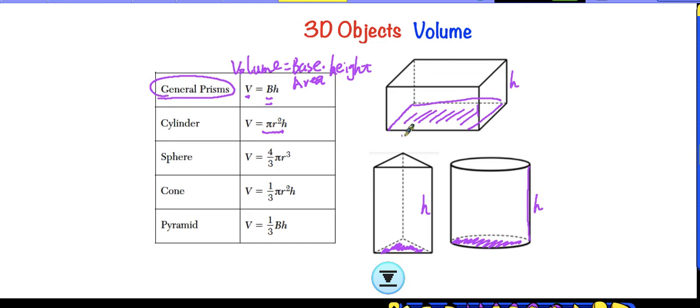So that's all I want to share with you for this video. In the next video, we are going to see some examples of the calculation, how we actually use a formula to figure out the volume of each different 3D object. I will see you soon in the next video.